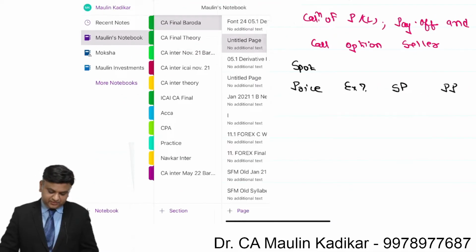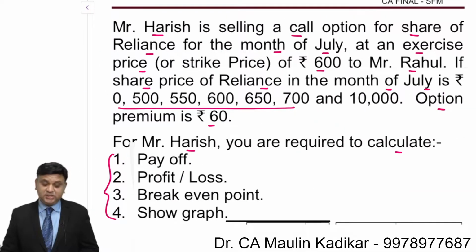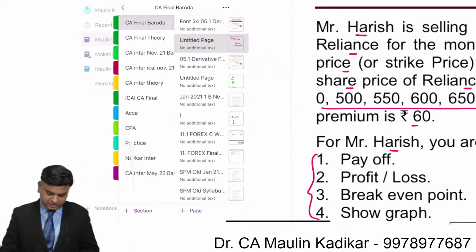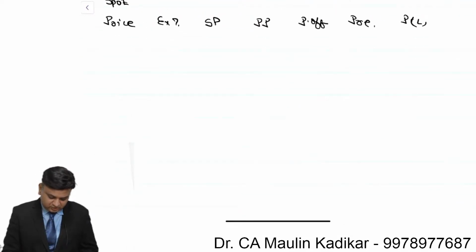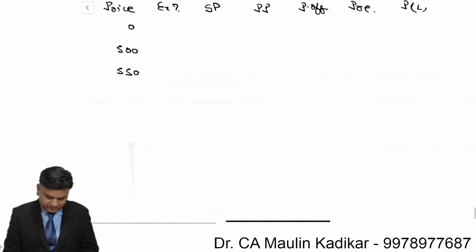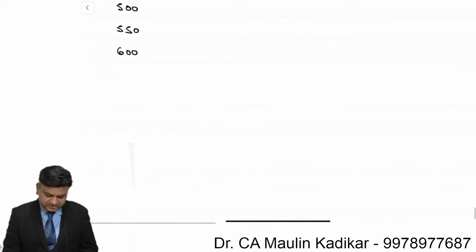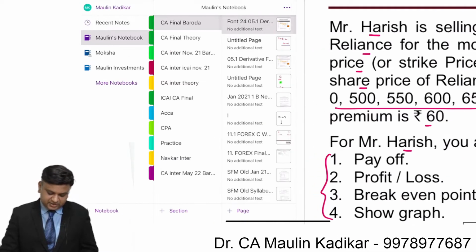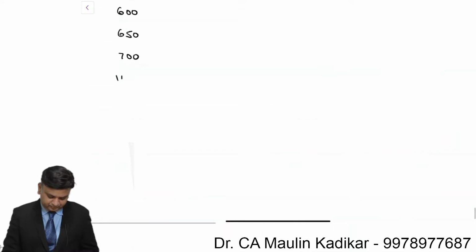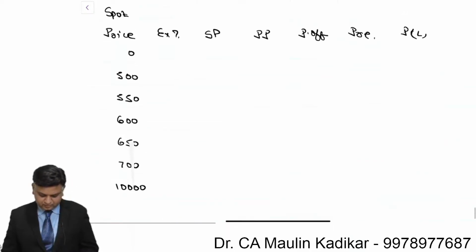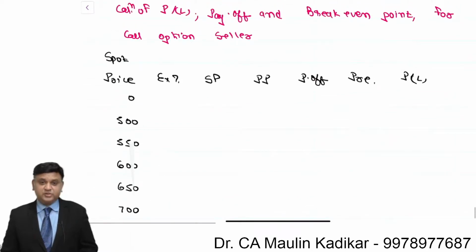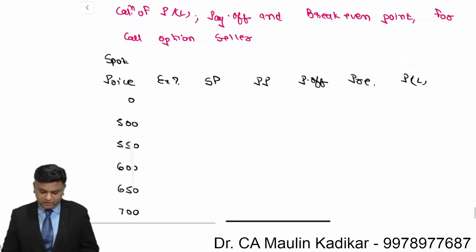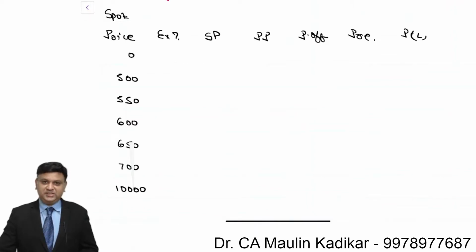The spot price of the equity share is given to us in the question as 0, 500, 550 and so on. So it is 0, 500, 550, 600, 650, 700 and 10,000 rupees. For each of the spot prices of the equity share, I want you to tell me the profit or loss in the chat box.